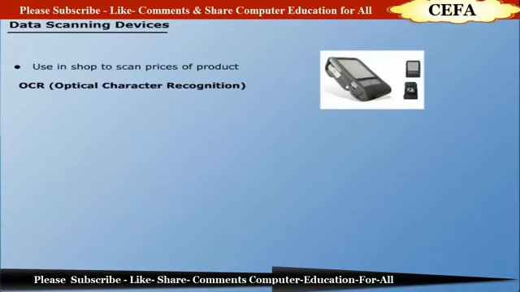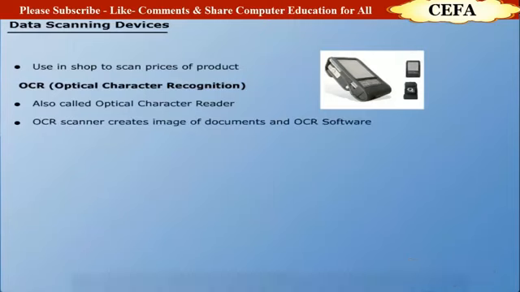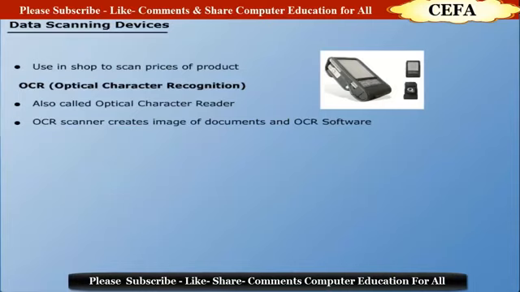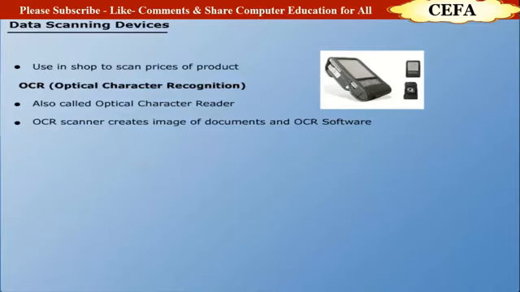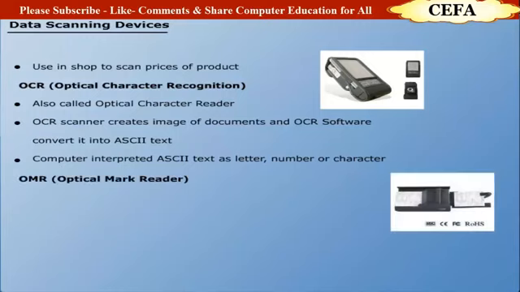Optical character recognition. Optical character recognition is also called optical character reader. Optical character readers use a software called OCR software. The scanner first creates an image of the document and then the OCR software converts that image into ASCII text. Computer interprets the ASCII text as letters, numbers and special characters. OMR, Optical Mark Reader.